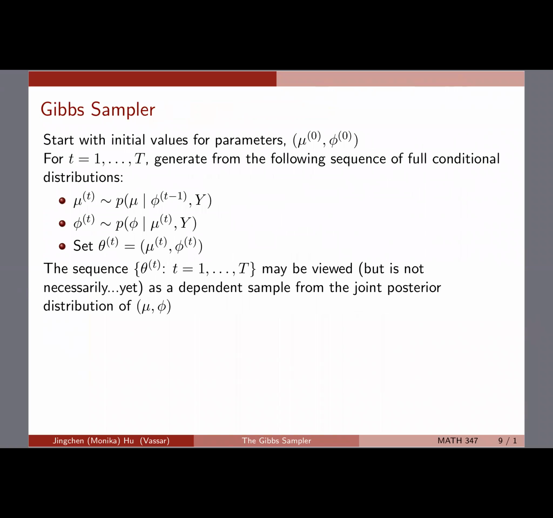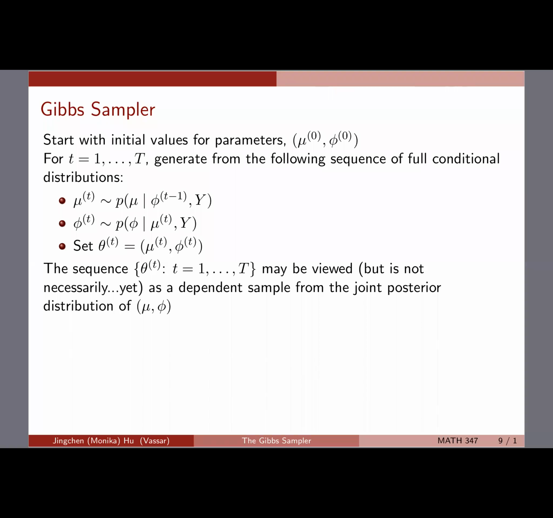So again, there are so many different ways people are trying to label the index. In this particular slide, the way to do it is you start with initials for both. And then for any t, you're going to get a joint like this. So to get mu t, you're going to use phi t minus 1 from before. And then for the new phi at the t iteration, you're going to use the one that you just drew. So when you do all of this, it's going to give you a combo of mu t and phi t. But I think your reasoning, which is fine as well, is that you don't want to put mu t and phi t as a combo. You want to put mu t and phi t minus 1.